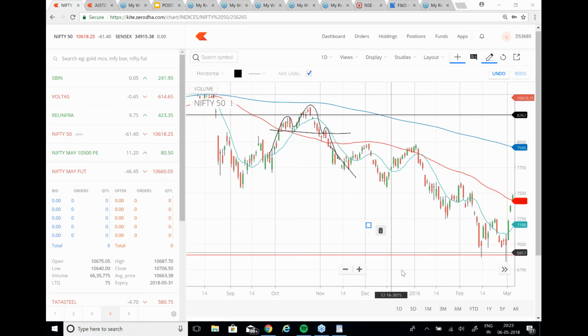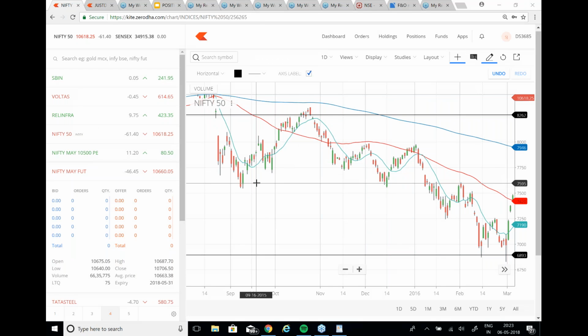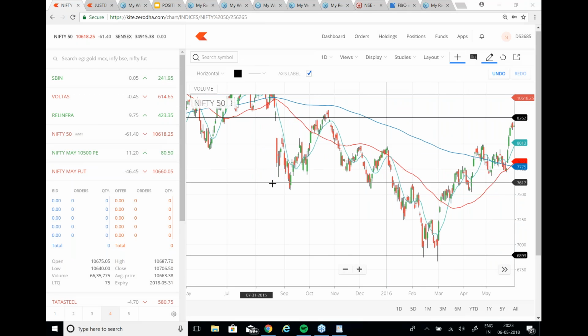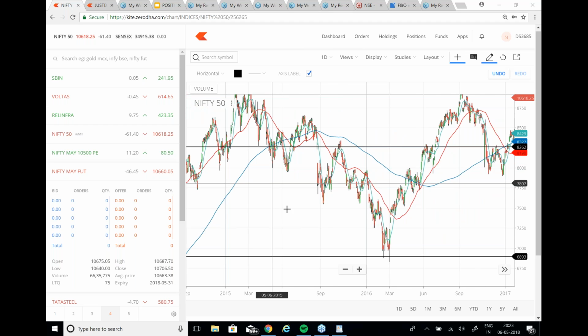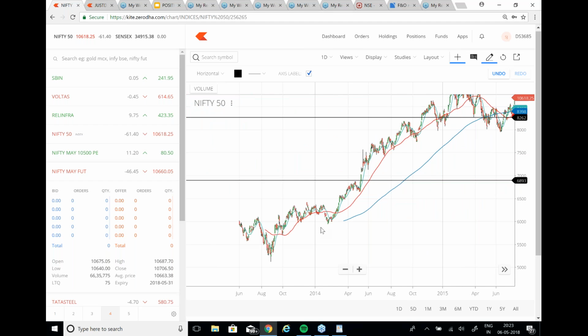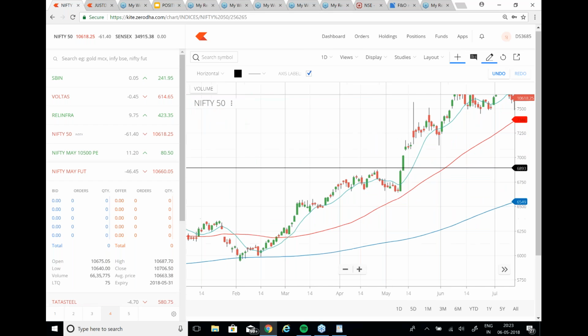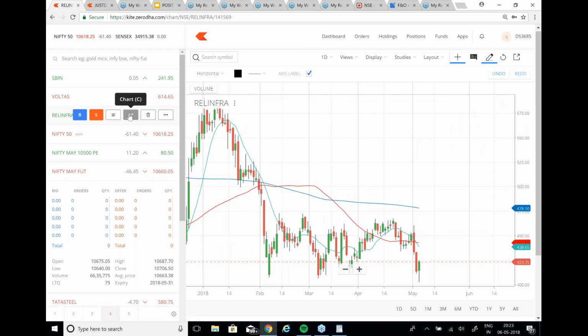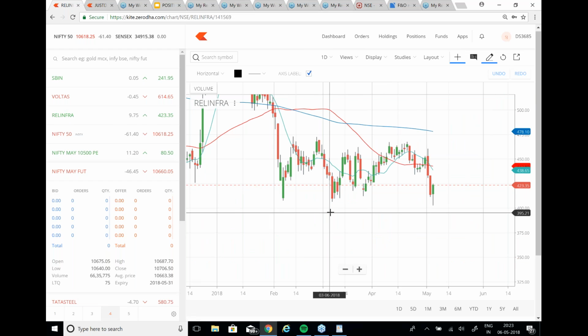So try recognizing patterns, like spend half an hour just observing Nifty. It'll give you a whole lot of ideas, and you'll be able to figure out good trades for the next day. Okay, so whenever a stock forms a double bottom, it gives you a lot of opportunity to be entering into it, right?